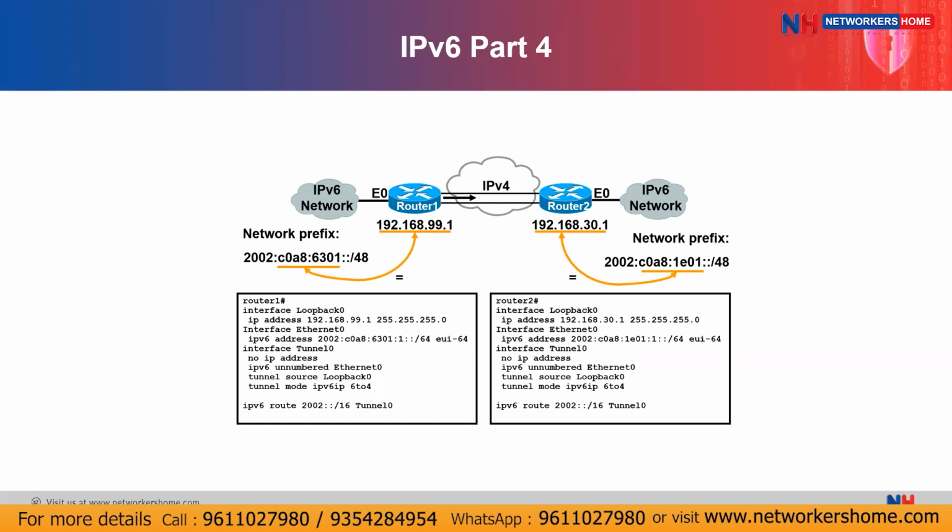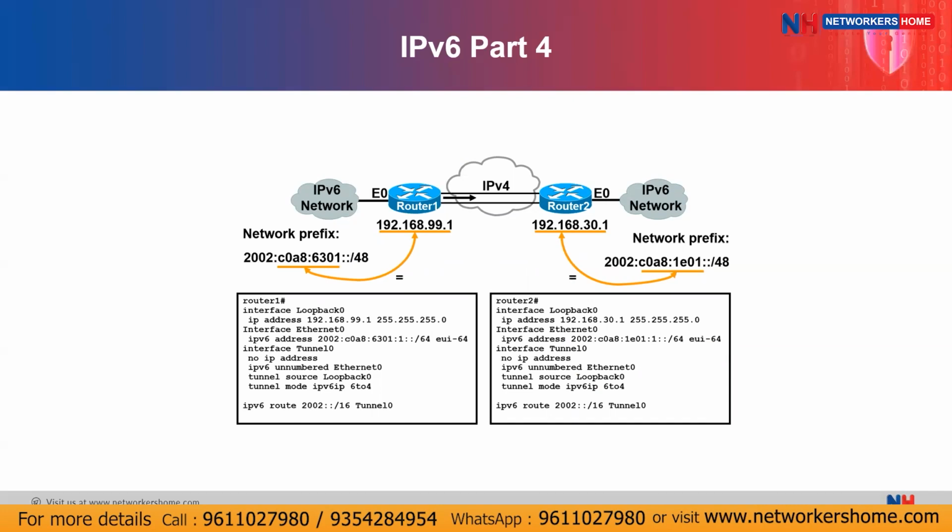Also, we have the option here: ipv6 unnumbered Ethernet 0, so it will fetch the address from there, with tunnel source loopback and tunnel mode ipv6ip 6to4. And then we need to provide the default route pointing to the tunnel. So that is possible.